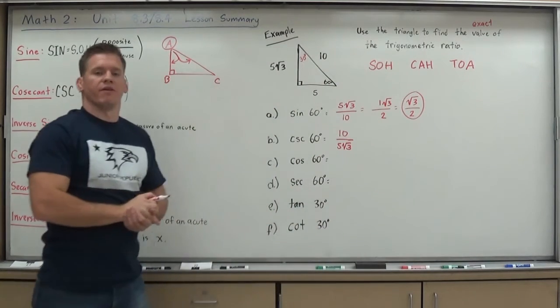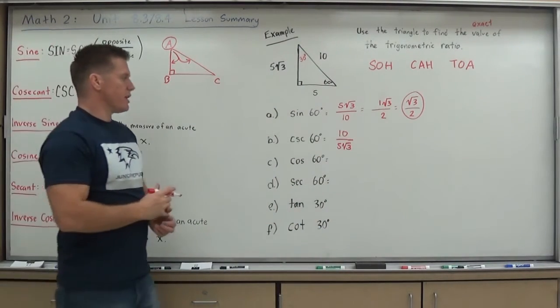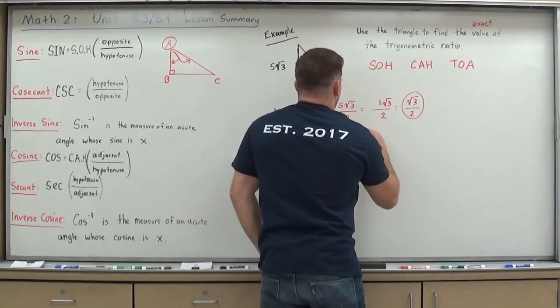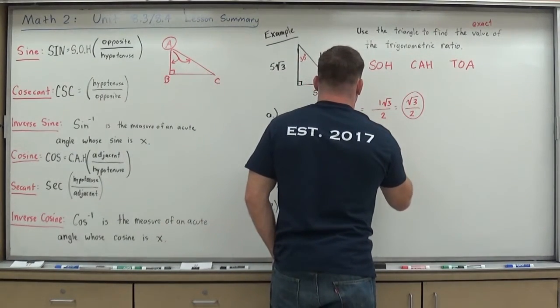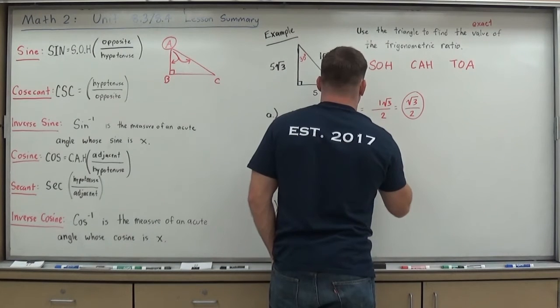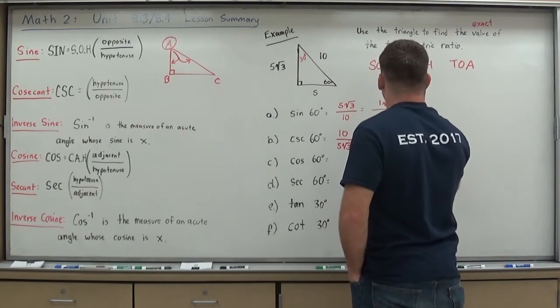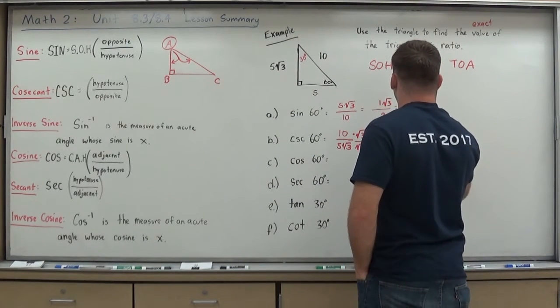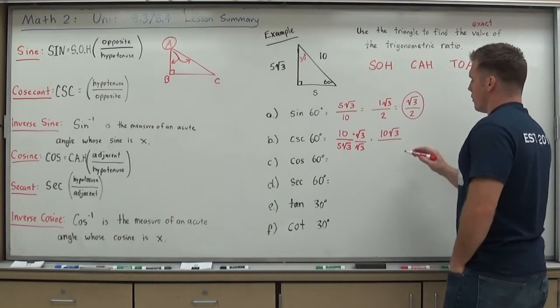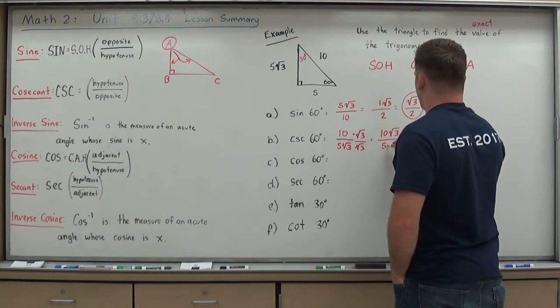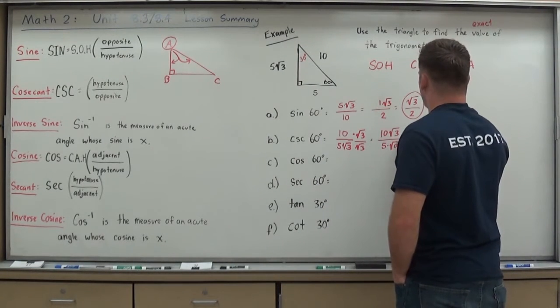And here's where you'll have that issue. You're not allowed to keep root answers like that. So I need to multiply the top and bottom by root 3. And I get 10 root 3 over 5 times root 9.